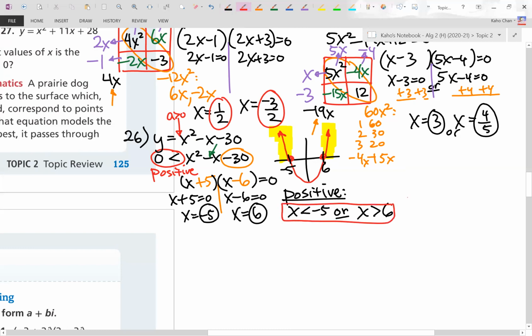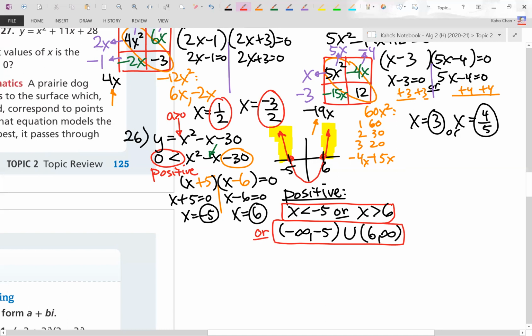for it being positive. You can use interval notation for practice. Let's do that. Negative infinity, negative 5, union with 6 onward to infinity. There's the other possibility too, okay? Throw that in as well.